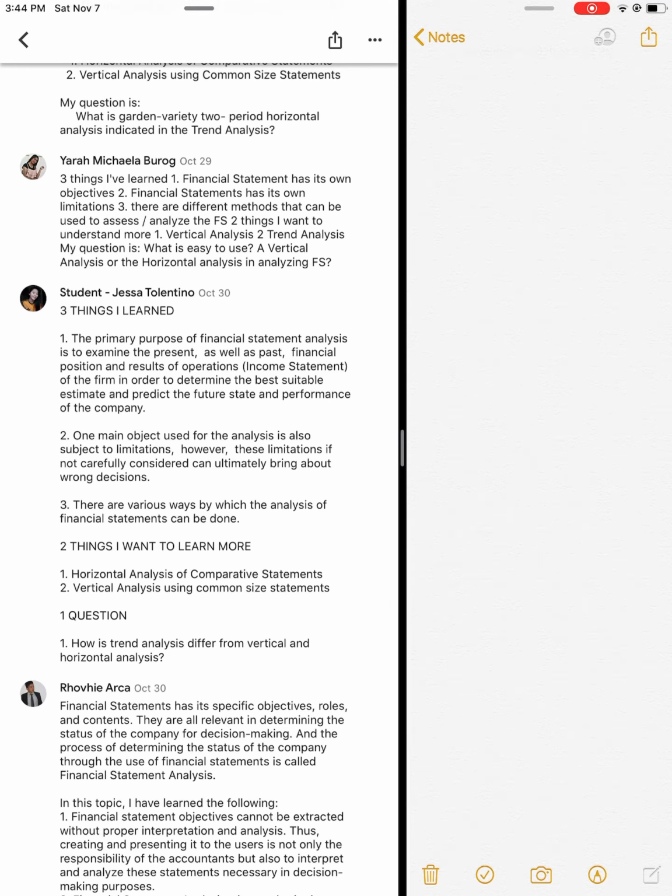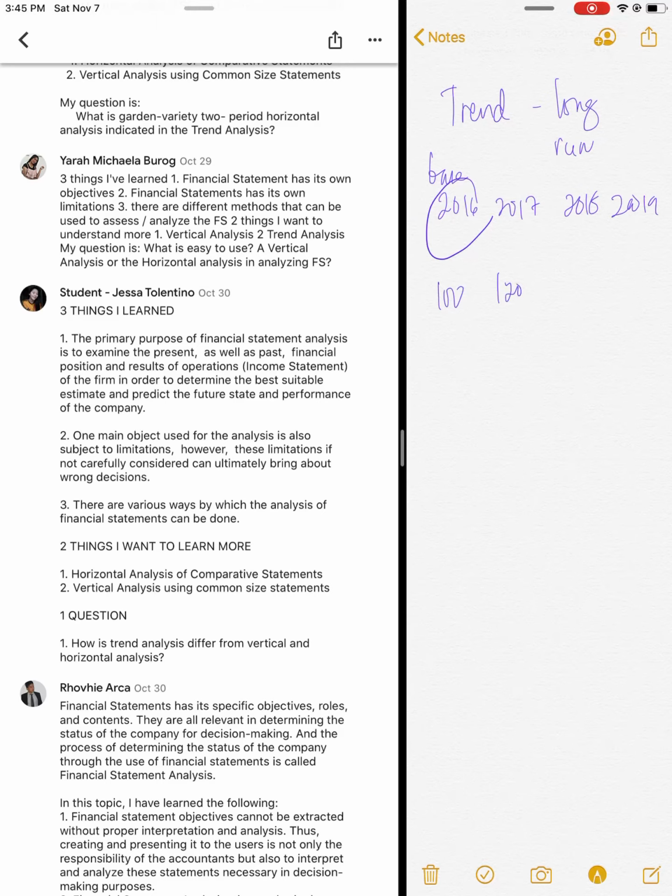Question from Jessa. How is trend analysis different from vertical and horizontal analysis? So I have mentioned already what is the idea of horizontal analysis and what is the idea of vertical analysis. Pag sinabi mo namang trend analysis, you are not just talking about 2 periods. So ang trend analysis, ginagamit yan to analyze the financial statements in the long run. So let us say meron ka ditong 2016, 2017, 2018, 2019, ganyan. So for example, 2016 is your base year.